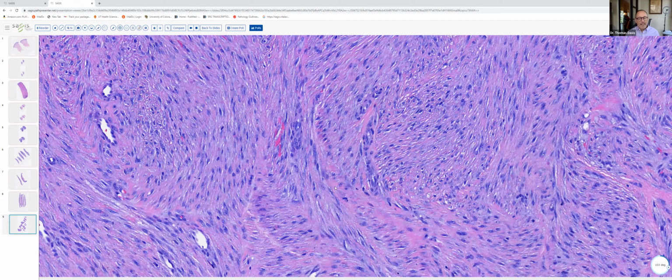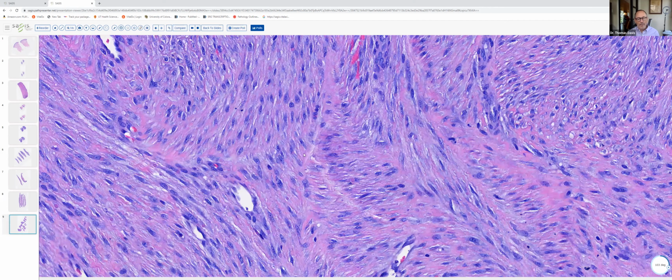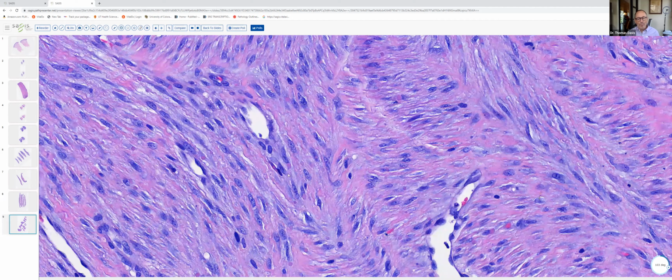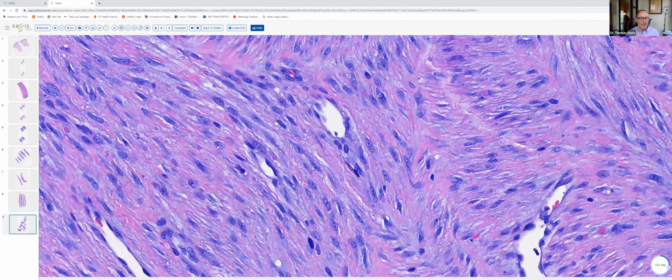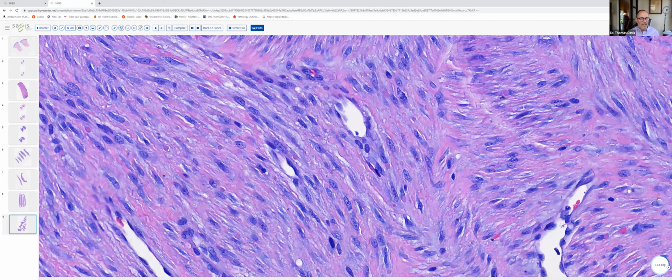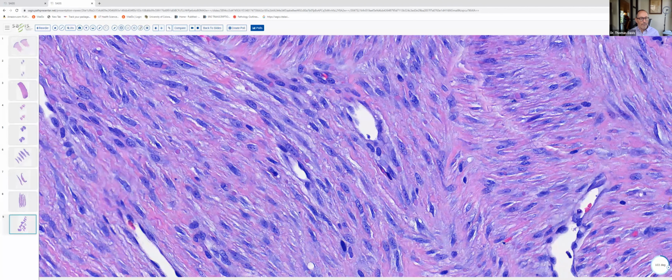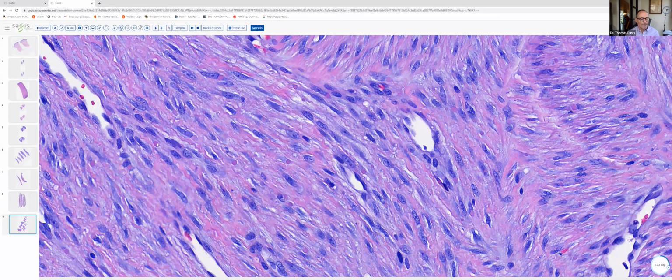Now, the key to getting the correct diagnosis here rested in recognition of these round pink eosinophilic inclusions, many of which were perinuclear in the spindle cells. And you can see one here. Once you start seeing one, you can see that most of the cells have these homogeneous eosinophilic deposits or inclusions within the cytoplasm, many of them perinuclear. And these are pathognomonic for infantile digital fibroma.